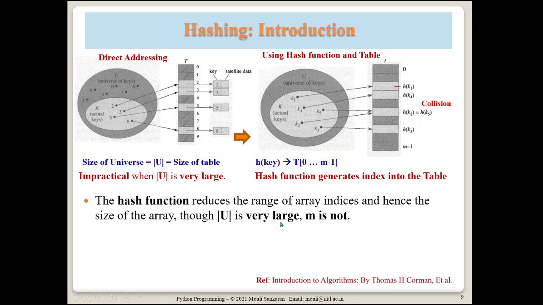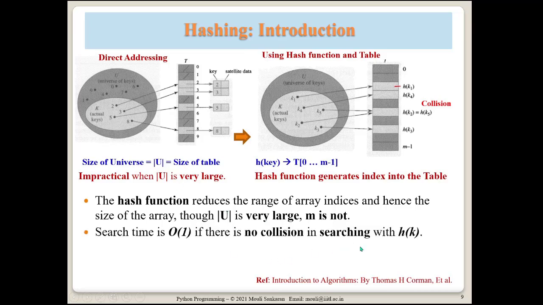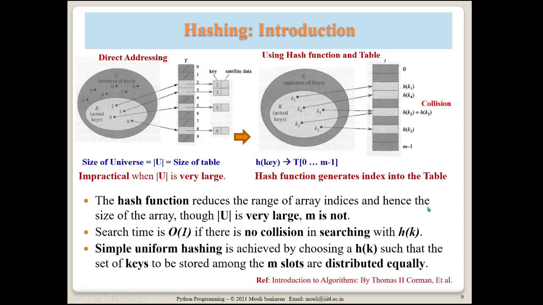The hash function reduces the range of array indices and hence the size of the array. The size of the universe is very large, but m is not. Search time is order 1 if there is no collision in searching with h(k). So if there are no collisions, you can search in order 1. The complexity is order 1; it doesn't increase based on the number of elements.